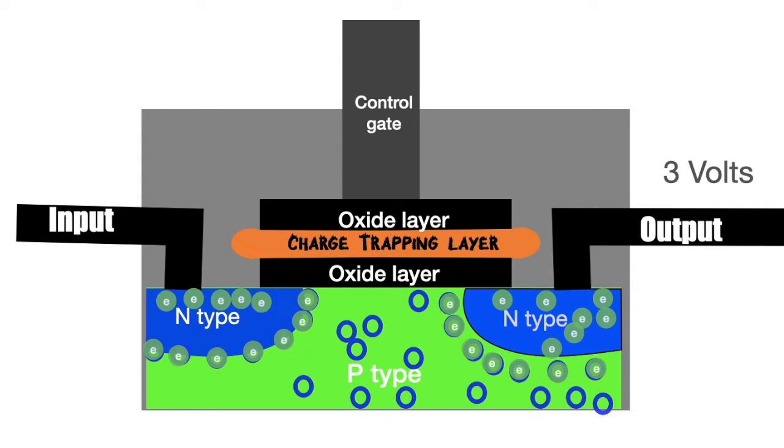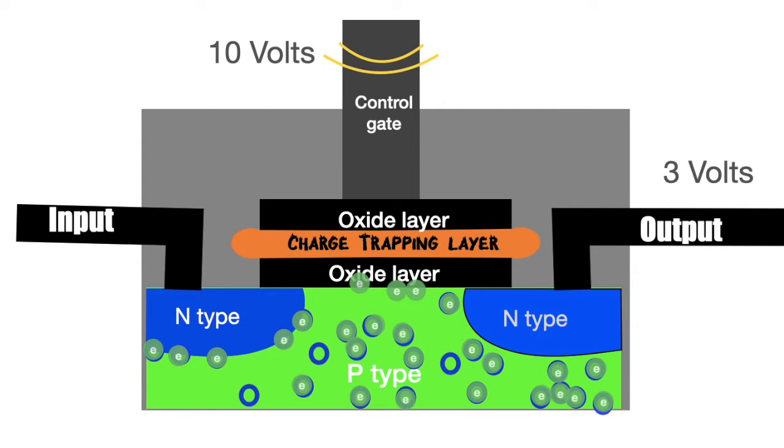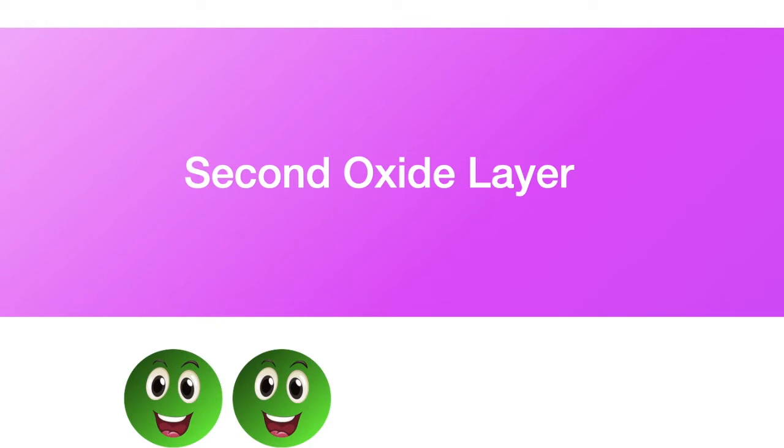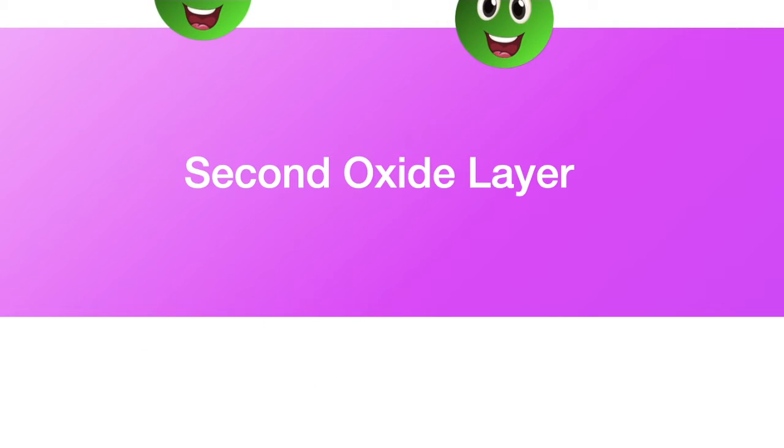To change a charge trap value from a 1 to a 0, we must apply such a strong voltage on the control gate that not only does the barrier break, but some electrons are pulled towards the trapping layer, tunneling through the second oxide layer in the process. The process of tunneling is similar to teleportation. But how do you tunnel through an object?